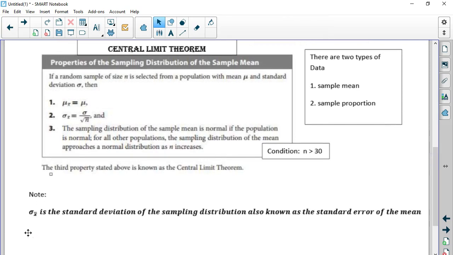So the central limit theorem. Properties of the sampling distribution of the sample mean. So we're working on a sample now.